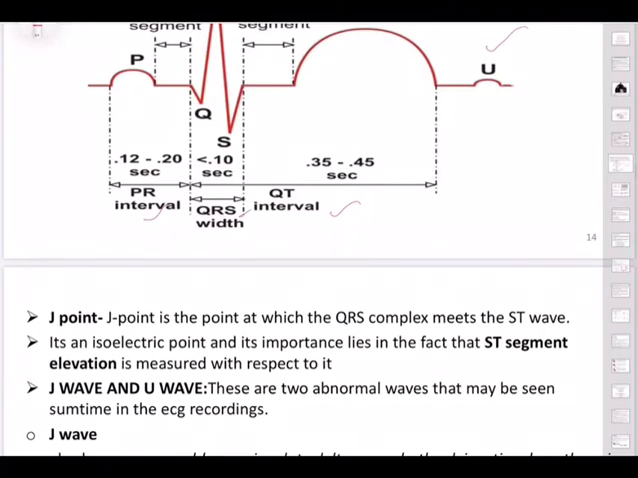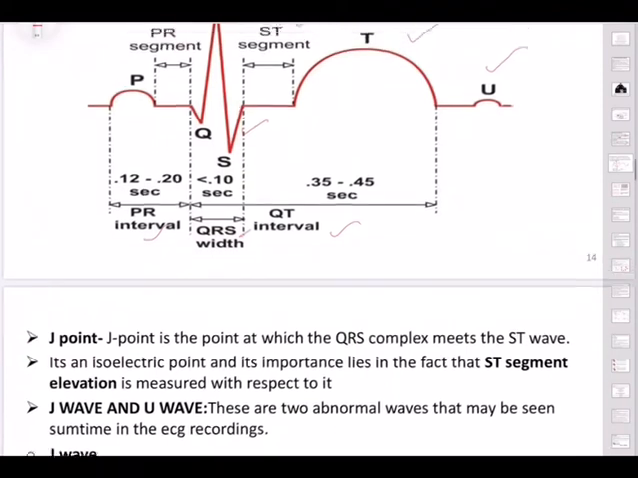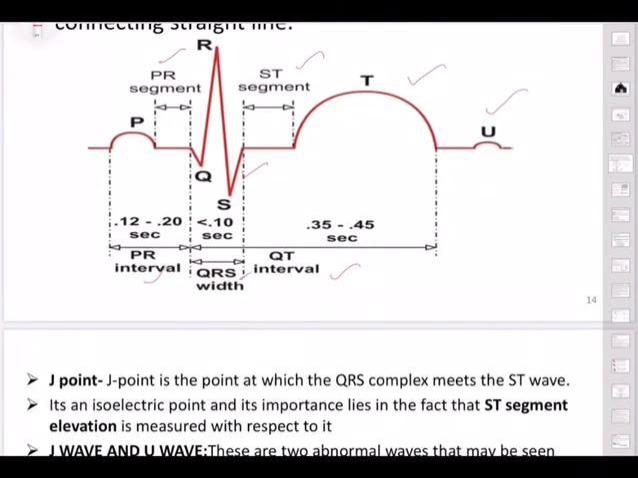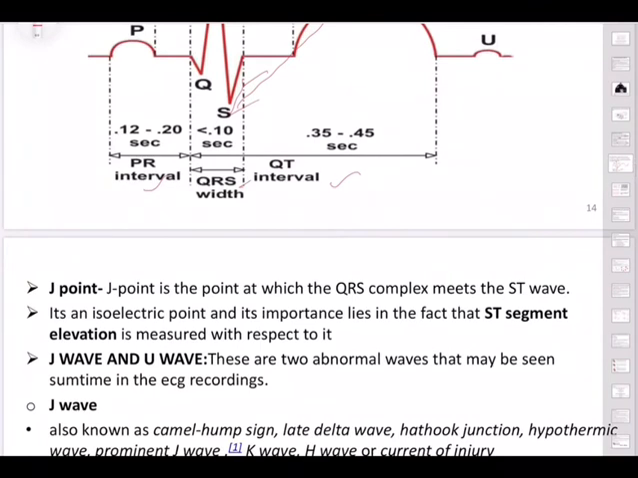Okay, and there is something called the J point. Where is the J point? The J point is the point at which the QRS complex meets the ST segment. So this is the J point. It is an isoelectric point, and its importance lies in the fact that ST segment elevation is measured with respect to it. ST segment elevation, this one, this and this, ST elevation.